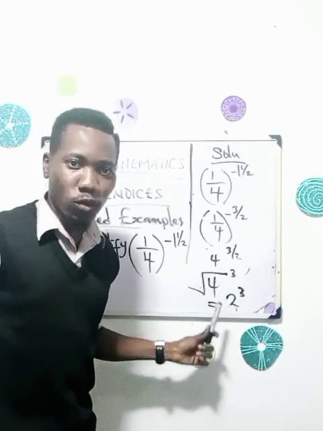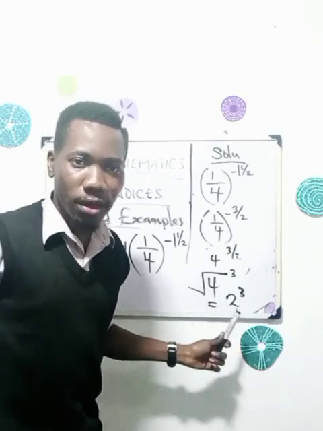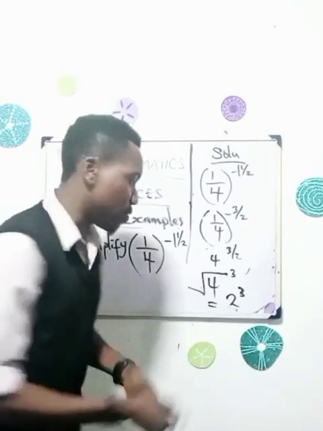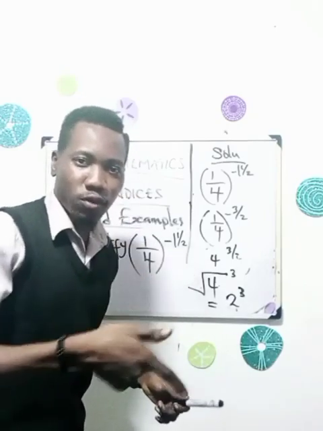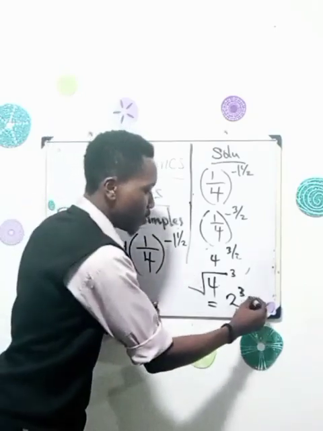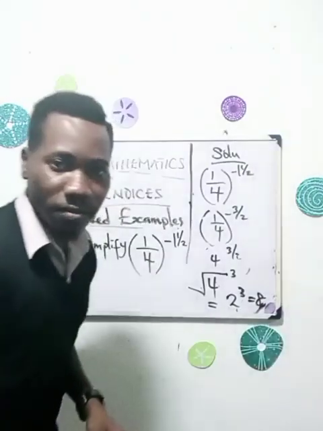No, 2 raised to the power 3 is not 4. It is 8. Good, 8. 2 raised to the power 3 is 2 times 2 times 2, which will give us 8. So that's the answer.